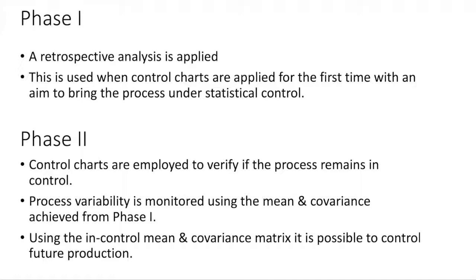And in phase 2, the control charts are employed to verify if the process remains in control. Here the process variability is monitored using the mean and covariance which we achieved in phase 1. Then using the in control mean and covariance matrix, it is possible to control the future production.